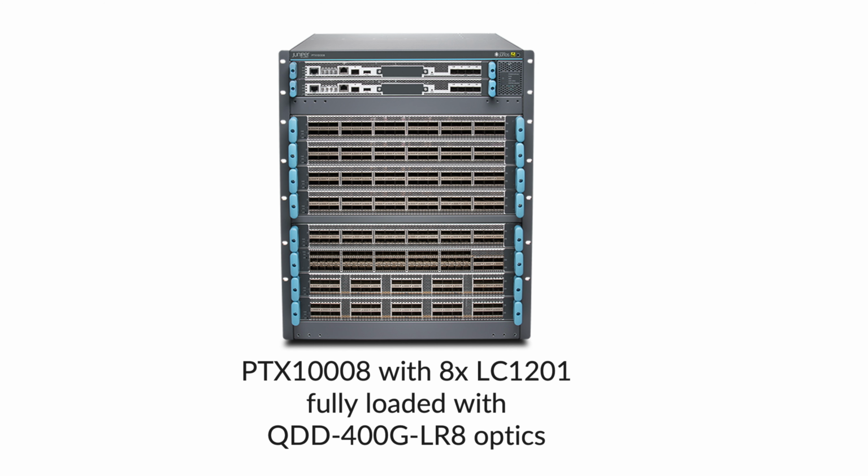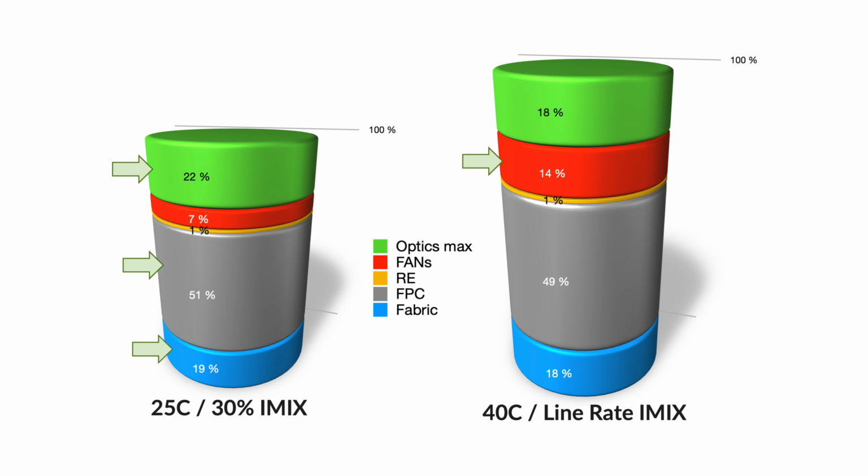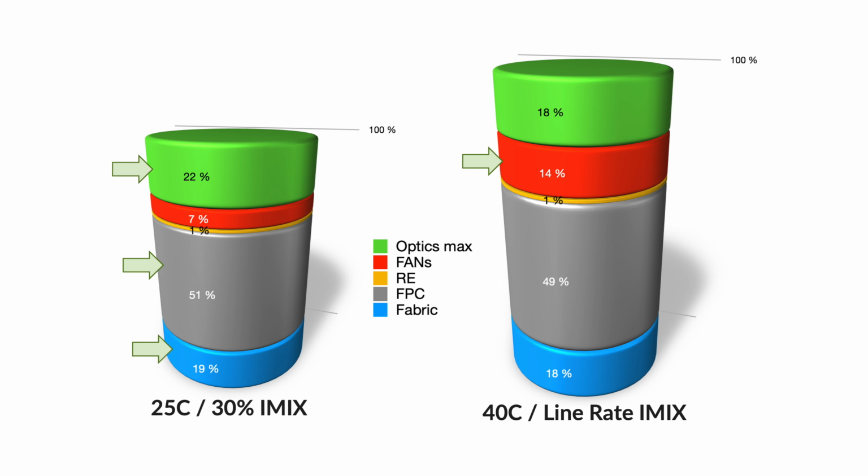So the second example I'm picking to introduce a discussion is another PTX. That's a modular chassis this time with 8 line cards, LC1201, fully populated with 400 GigE LR8 optics. That's 36 pluggable per slot. If you compare 30% traffic rate and 25C to line rate and 40C, you will still find that the PFE in the line cards are the top consumers, and the optics are second. But the fabric cards in the chassis are consuming significantly more than a single ZF chipset in a pizza box. We note that the fan will consume twice more energy in the second case.